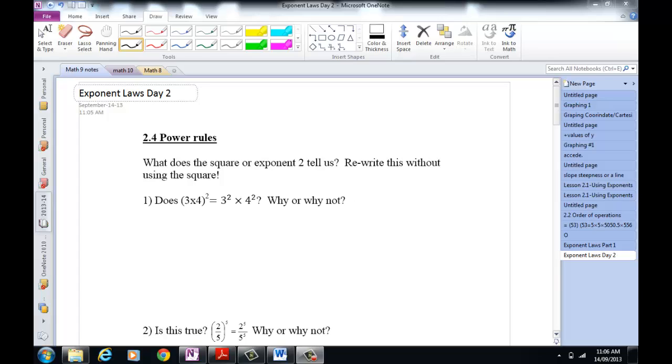So this is our fourth lesson on exponents, and today we're going to finish our exponent laws. We're going to look at two exponent laws, and we're just going to start off with an example. So my question is, does (3 multiplied by 4) all squared equal 3 to the power of 2 multiplied by 4 to the power of 2? And why or why not?